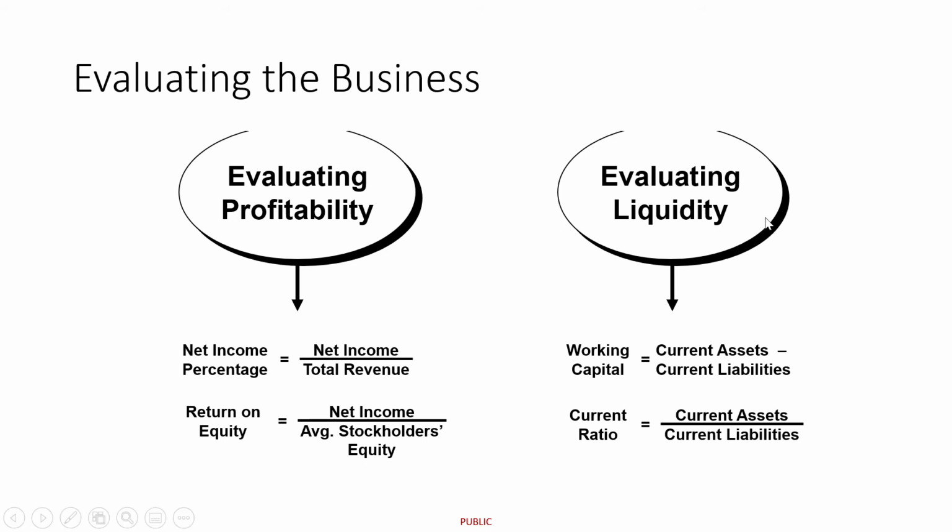So now, evaluating liquidity. For its measurement, first of all, you should know working capital, that is current assets minus current liabilities. Then the second formula is current ratio, that is current assets divided by current liabilities. By these two formulas, you can know whether this company is liquid or not, and how much liquidity it has.